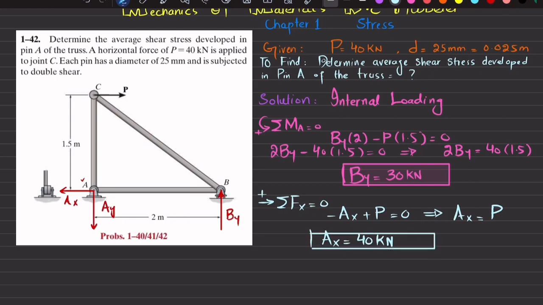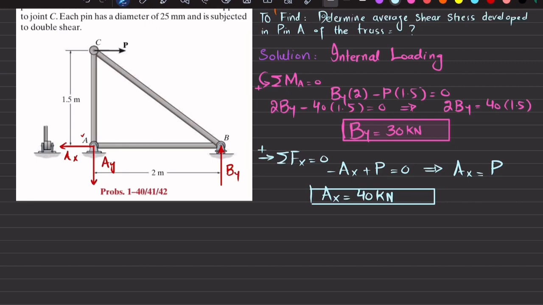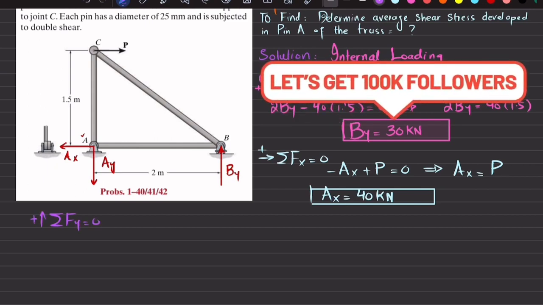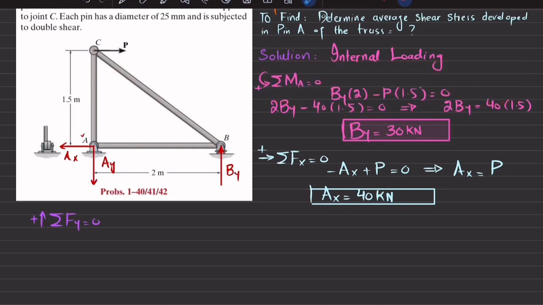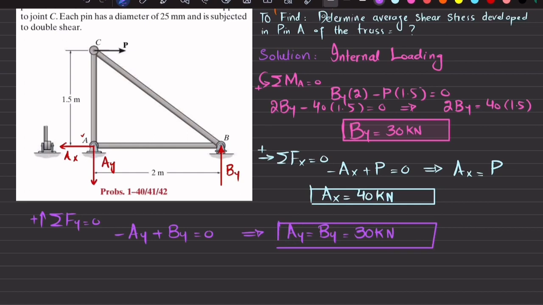Now you have this Ax as well, and we will find Ay by using the third equation of equilibrium, that is the sum of all forces along y direction must be equal to 0 and upward force is taken as positive. So we have two forces, minus Ay and plus By, their sum must be equal to 0. So I will write minus Ay plus By is equal to 0. So Ay is equal to By, and By is equal to 30 kilonewton. Now you can see we have all these three reaction forces.